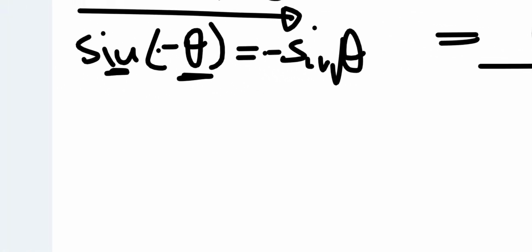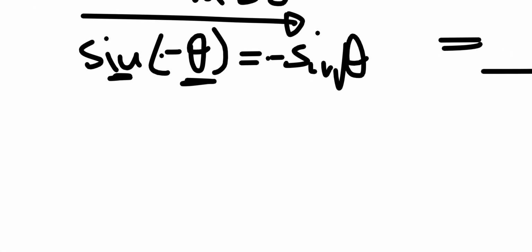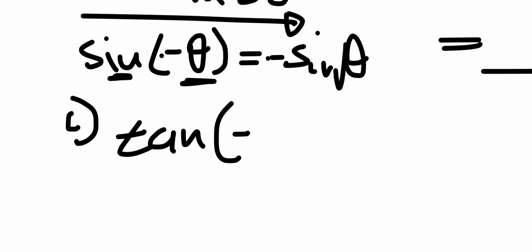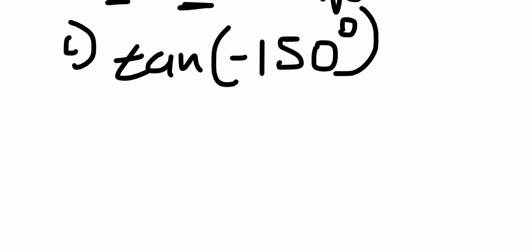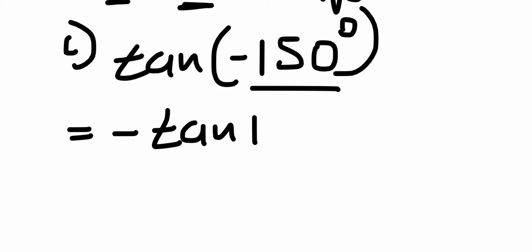Okay, let's look at another example. And this time around, example C, let's say we have tan of negative 150 degrees. Okay, so with this one, same thing. Negative angle, which quadrant? Fourth quadrant. Is tan positive or negative? It's negative in the fourth quadrant. It therefore becomes negative tan 150 degrees.